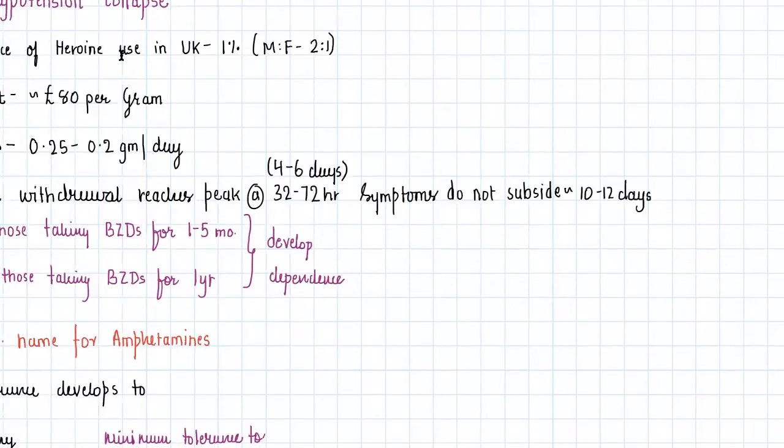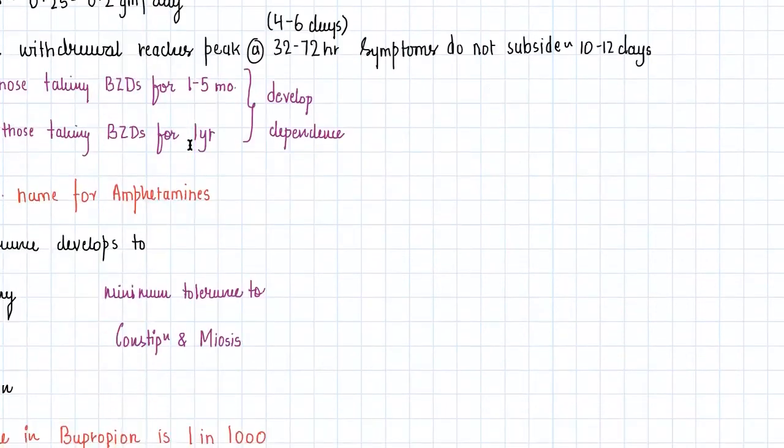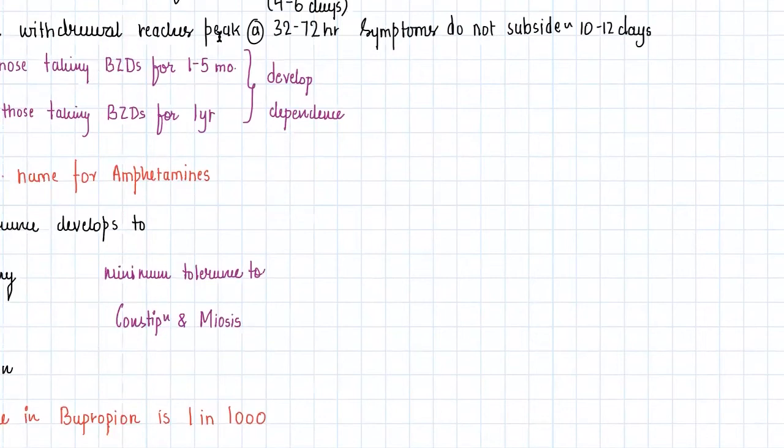Current prevalence of heroin use in the UK is around 1%, male to female 2 to 1. Street heroin cost is around 80 pounds per gram. Average user consumes 0.25 to 0.2 grams per day. Untreated heroin withdrawal reaches peak at 32 to 72 hours, that is 4 to 6 days, and symptoms do not subside till 10 to 12 days.